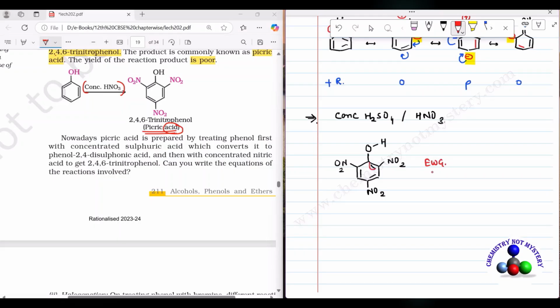It withdraws electron density from oxygen by minus M effect. Ultimately oxygen will withdraw electron density from hydrogen and it weakens the bond between oxygen and hydrogen. That's why it facilitates the removal of hydrogen in the form of H plus ion. So due to presence of 3 electron withdrawing groups at ortho and para position, this derivative of phenol easily donates the H plus ion. That's why it is also named as picric acid.